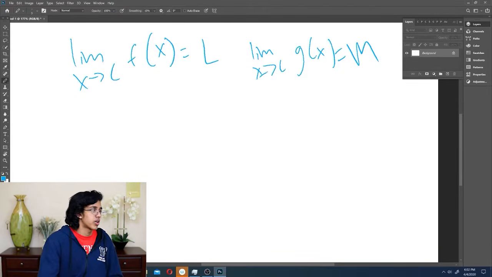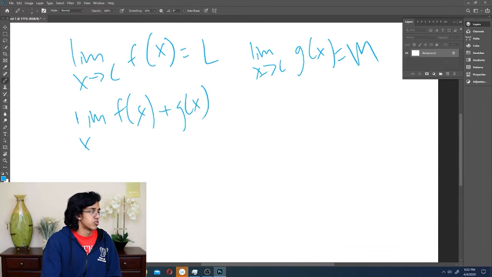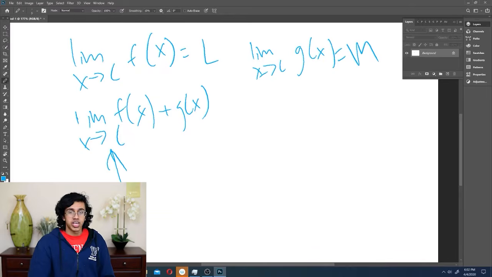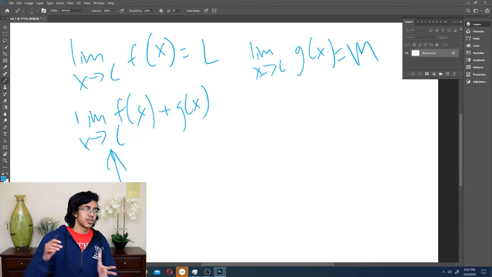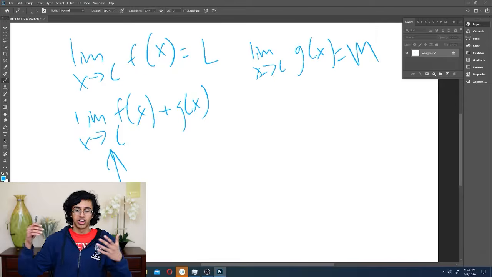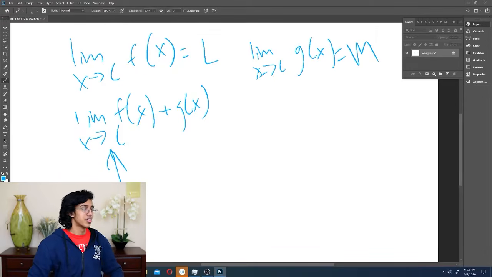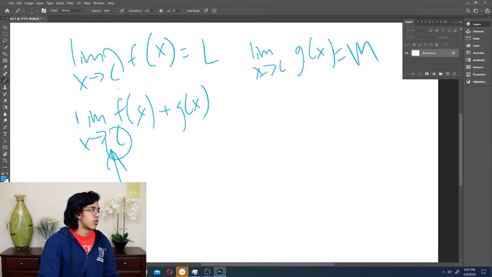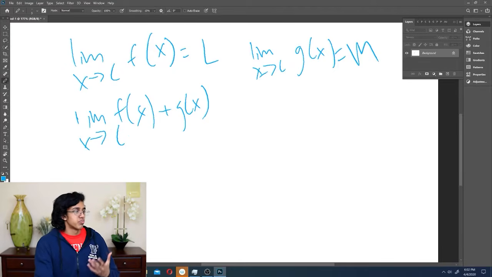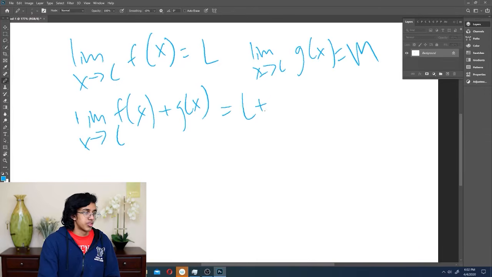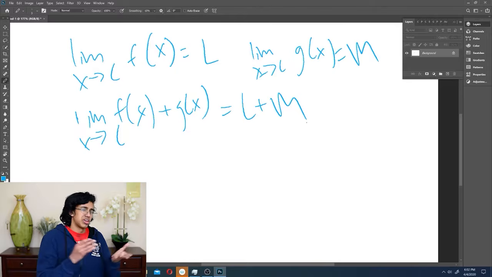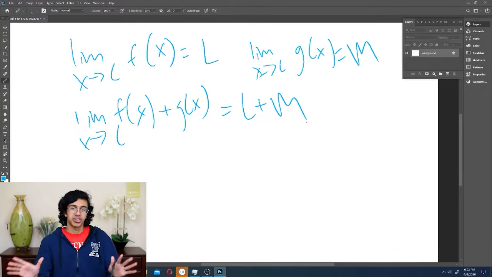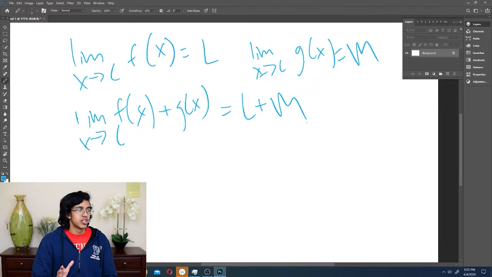So let's say we have to find the limit of f of x plus g of x as x approaches c. Make sure that this c is the same, otherwise it doesn't work, because you can't apply a limit at one point to a limit at a totally different point. So we can just split this up into L plus m. You could think of it as distribution, which is technically not, but it's basically the same as taking the limit of f of x as x approaches c plus the limit of g of x as x approaches c.